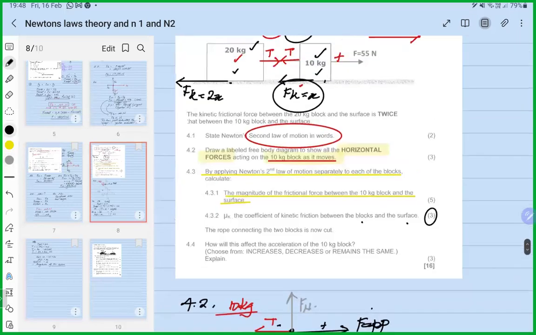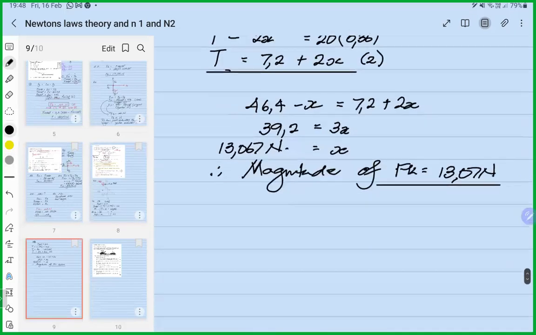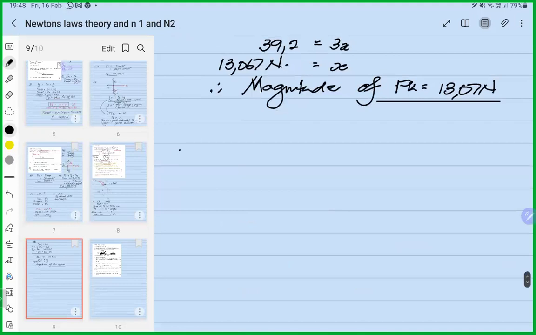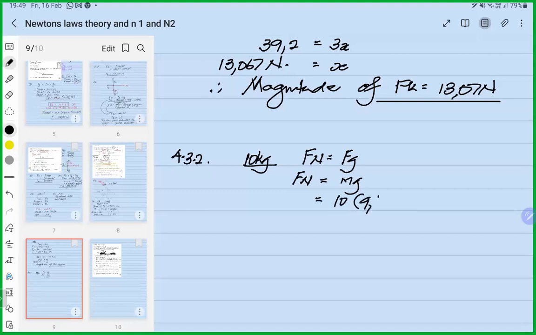What number is this? 4.3.2. So for the 10 kilogram, your normal is equal to Fg. So your normal is equal to mg, which is 10 times 9.8, which is 98 newtons.